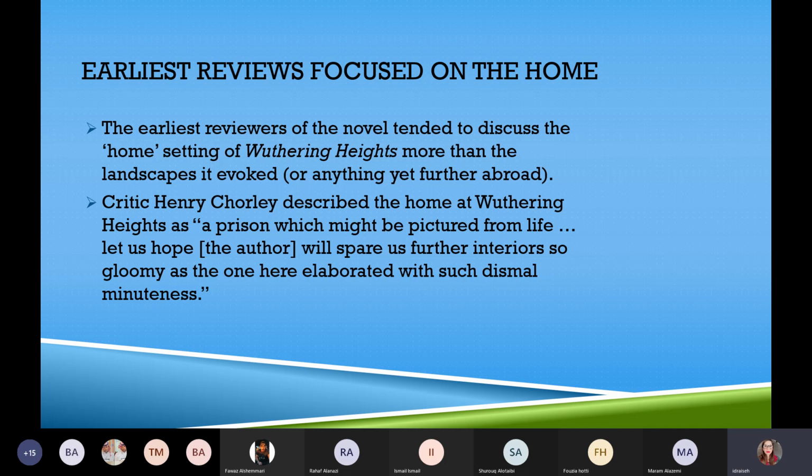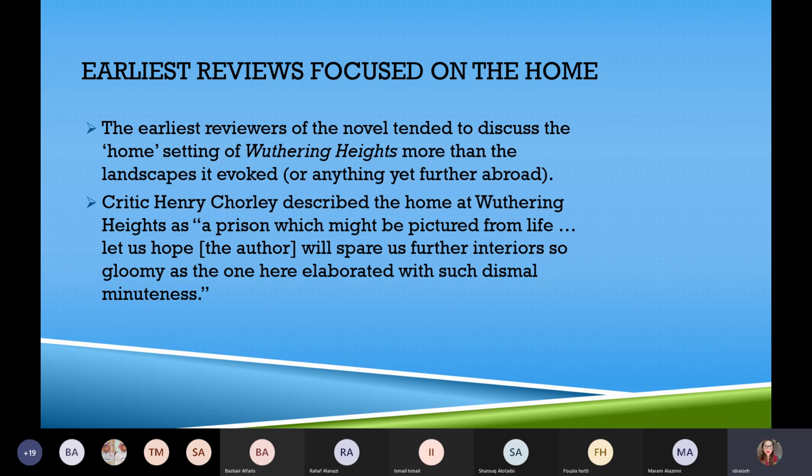A lot of the critics who were reading said that the setting of the house, Wuthering Heights, reminds them of a prison. "A prison which might be pictured from life. Let us hope the author will spare us further interiors so gloomy as the one here elaborated with such dismal minuteness." So that's the major criticism, that there's a lot of focus on the interior, that it just gets so boring.